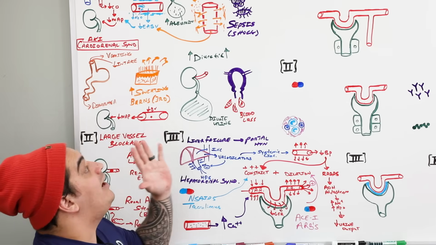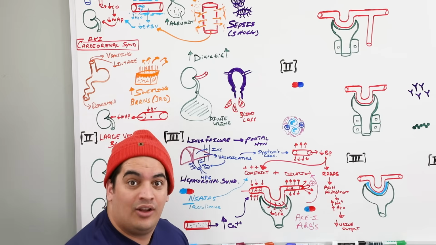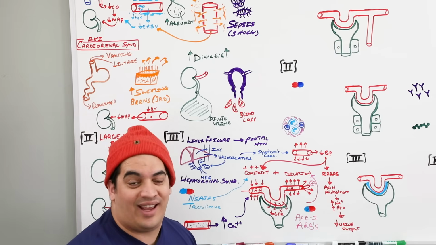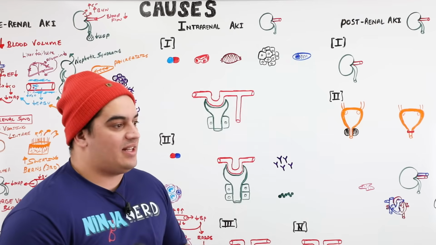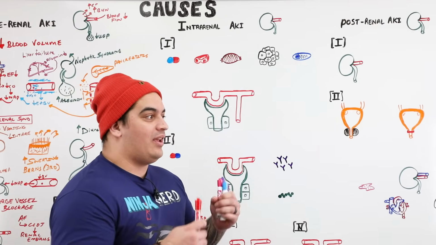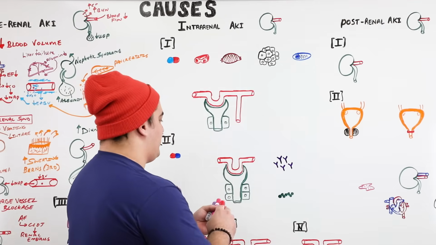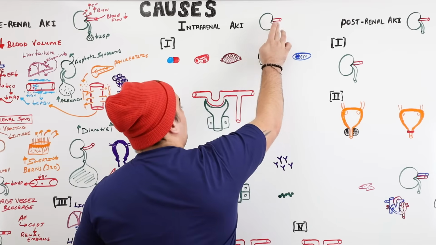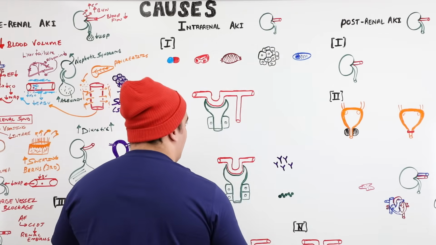Okay, we have hit up the pre-renal AKI causes. Let's now talk about the intra-renal AKI causes. All right, so the next one that we have to talk about is intra-renal AKI, right? So now it's pretty easy to understand. When we talked about pre-renal, it's a problem with blood flow, right? There's reduced blood flow to the kidney.